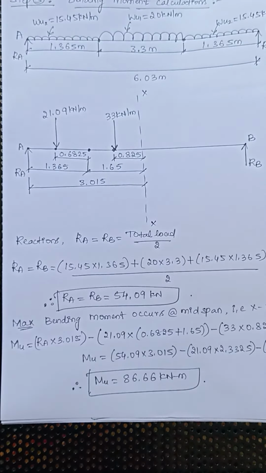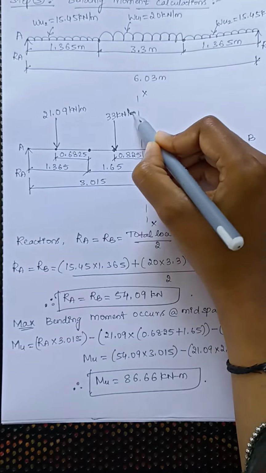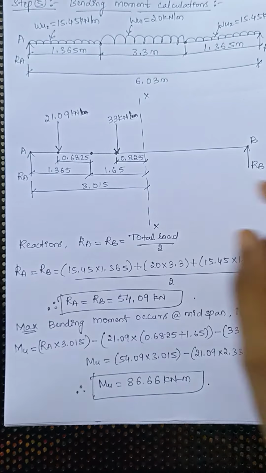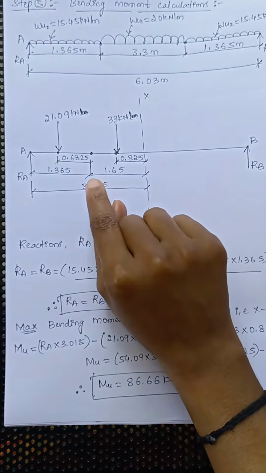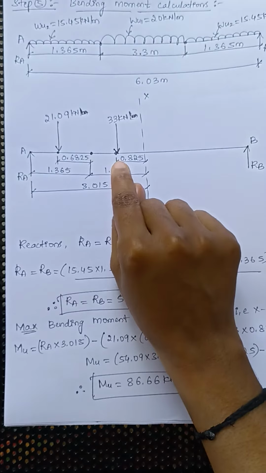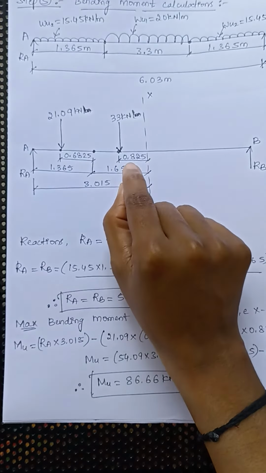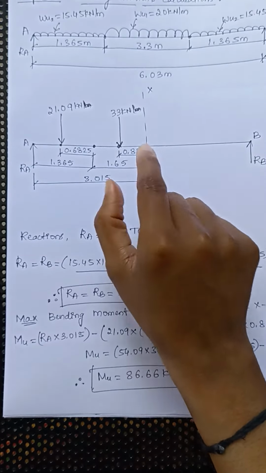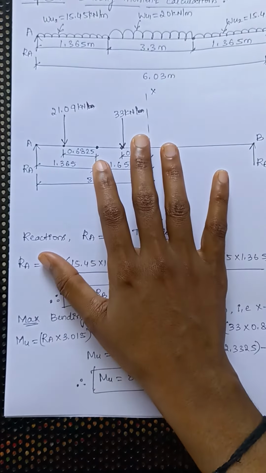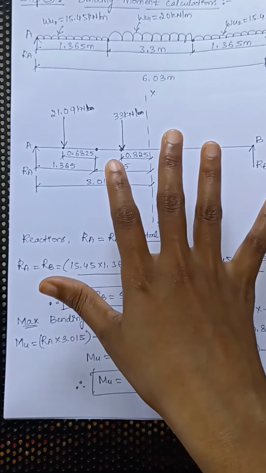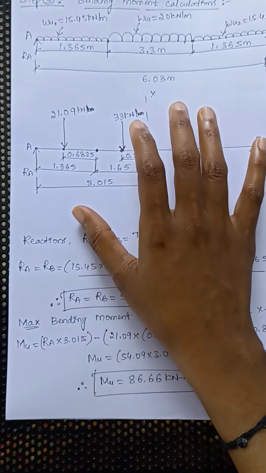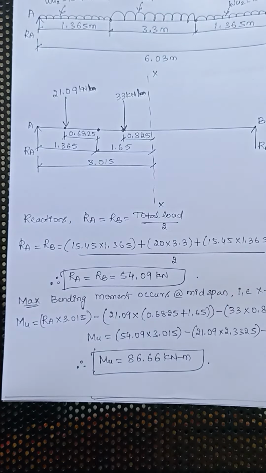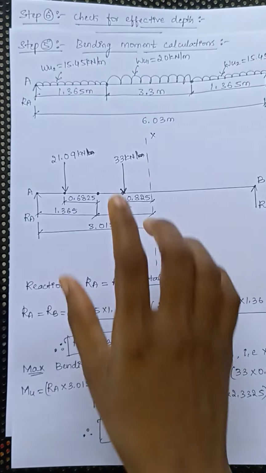Sorry, this is kilonewton. As you are converting UDL in terms of point load, you get a value in terms of kilonewton. So 33 kilonewton will be acting exactly at the center of the span of 1.65. That is at a distance of half of the span, which is 0.825. Half of 1.65 gives you 0.825. So I have done this calculation, and I have drawn this figure just for making the calculation of bending moment easier.